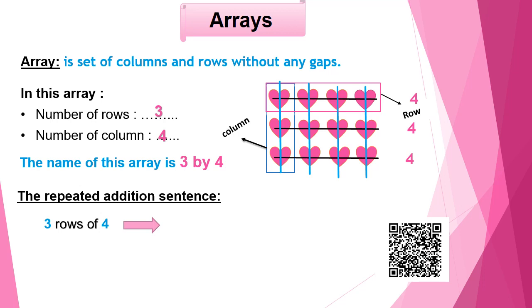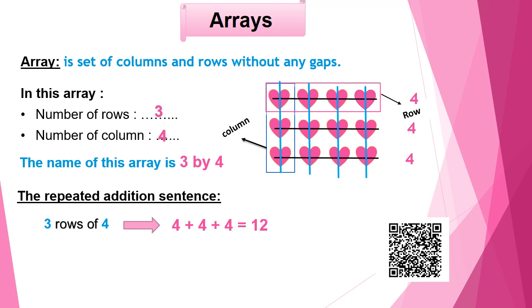So if we want to know the total, to write the repeated addition by rows, I have 3 rows, each row contains 4. So we can say 4 plus 4 plus 4 equals 12. Okay, and we say that this is called repeated addition because we repeat the same number.